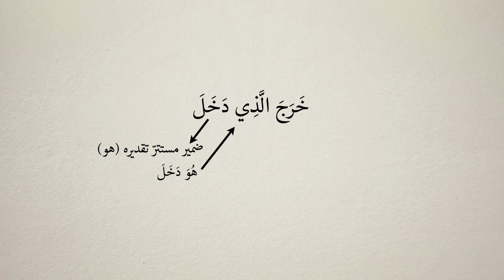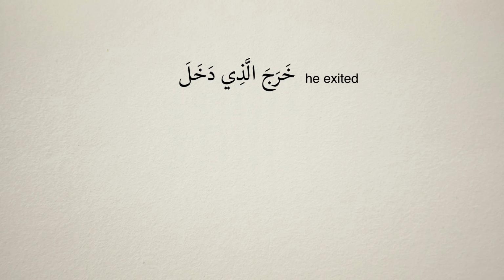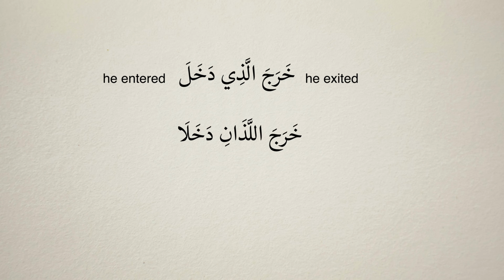So, هو refers back to الذي. So, خرج means he exited, and دخل means he entered. So, خرج الذي دخل means the one who entered exited. Now, next example for dual. خرج اللذان دخلا. خرج is still singular.